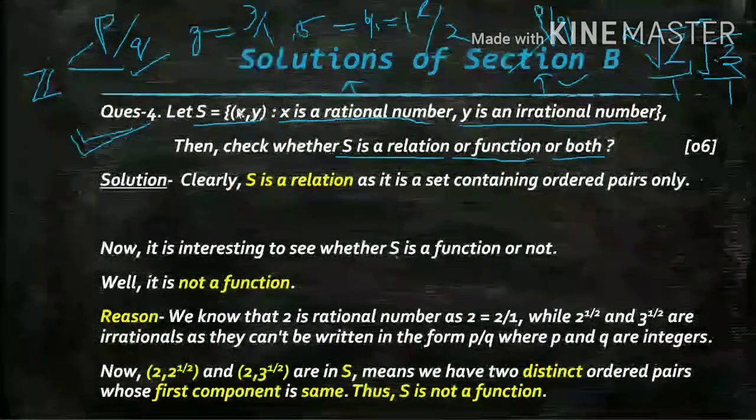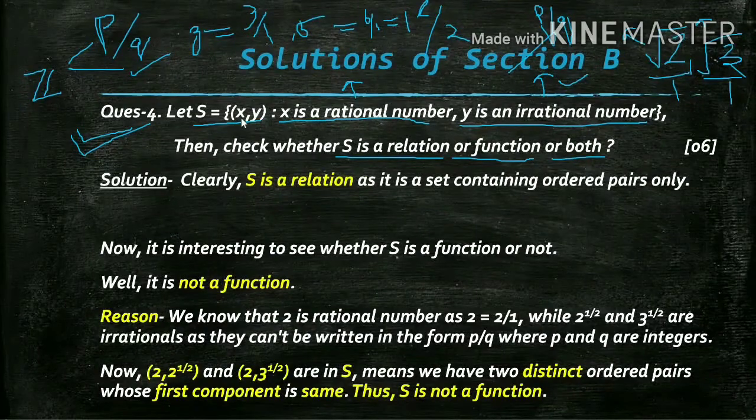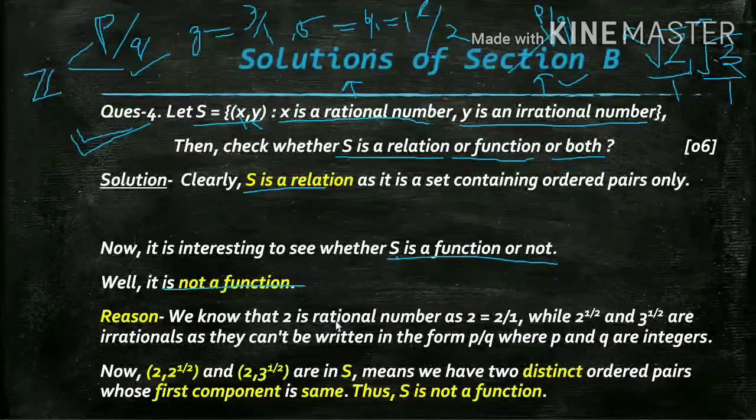So now it is considering all the pairs where x is rational and y is irrational, and you need to find the relation. Clearly it is a relation because it is a set consisting of ordered pairs. No problem in that. Now, it is interesting to see whether it is a function or not. It is not a function. Many of you might have got confused in this question, so let me tell you the reason. This is just an example; you can take any example.